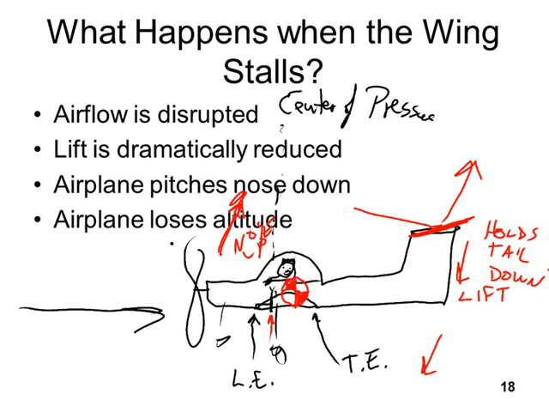It's like the center of gravity is the hinge point. So if there's a force trying to make the nose go up, we need to have a force trying to make the tail go down. And now the airplane won't go straight up, and it won't go down. It'll stay level.